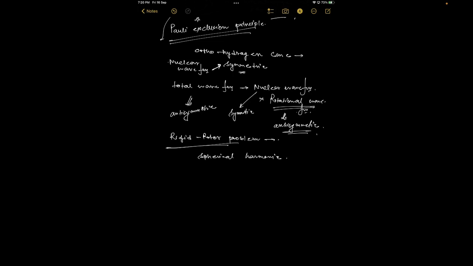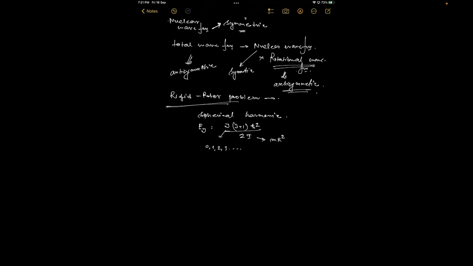Now the eigenvalue in this case for a particular rotational quantum number, let's say J, will be J times (J plus 1) h bar square divided by 2I, where I is the moment of inertia, that means m times r square, where m is the mass and r is the radius. J is the rotational quantum number. Allowed values of J are 0, 1, 2, 3, etc.